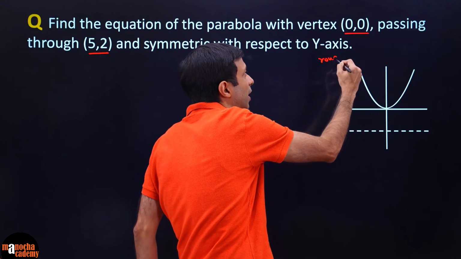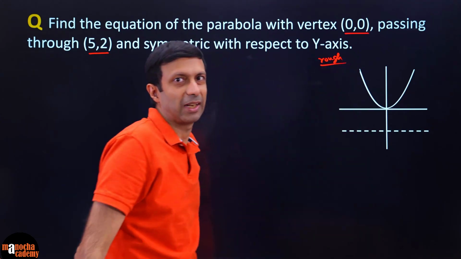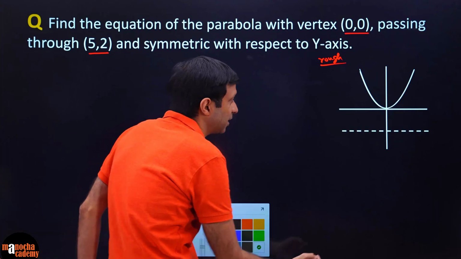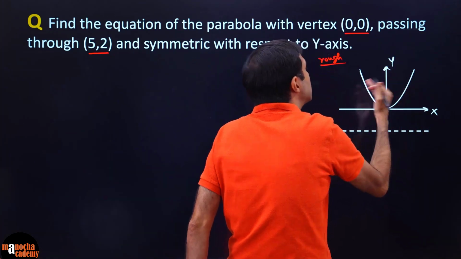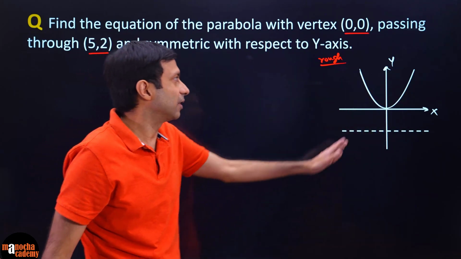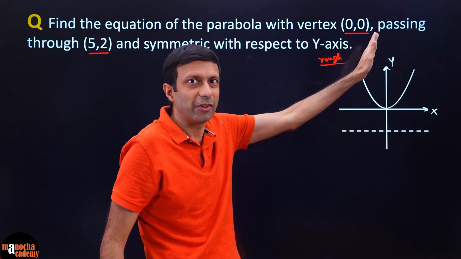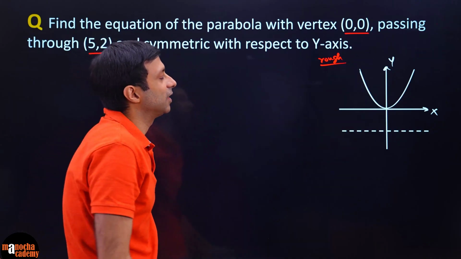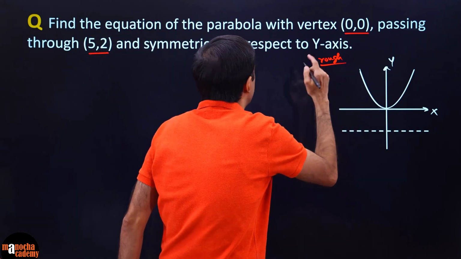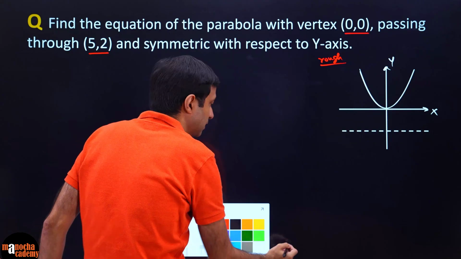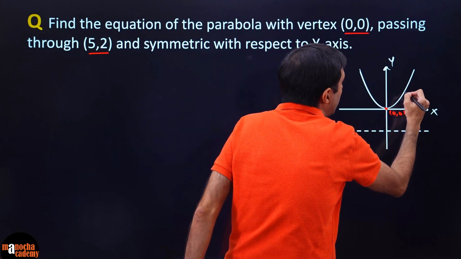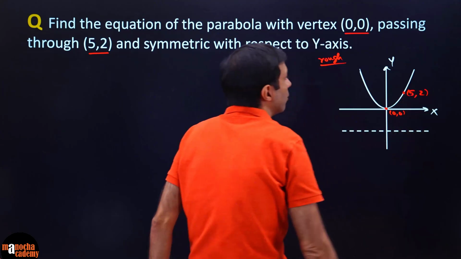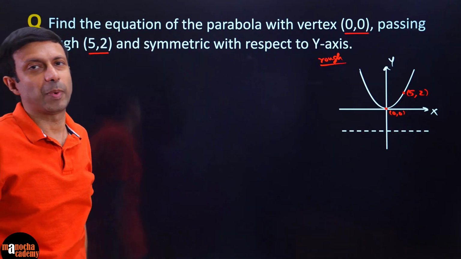Make sure you draw a rough diagram and see how it looks. Because remember, this is our x-axis, this is our y-axis. So you can see the parabola is symmetric. That means the y-axis is the axis of symmetry. And this is our vertex here, (0, 0). Now it says the vertex is (0, 0) and the parabola passes through (5, 2), this point. We want to find the equation of this parabola.